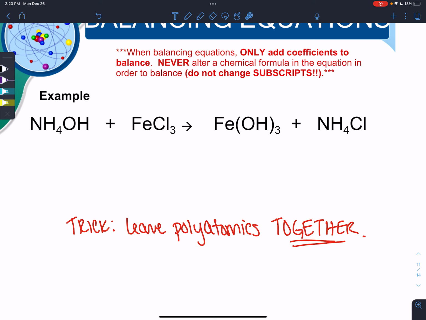So let's start from the left-hand side. I've got 1 ammonium, 1 ammonium. I've got 1 hydroxide. I've got 3 hydroxides, because that's little 3 right there. So I'm going to fix that by putting a 3 right there.